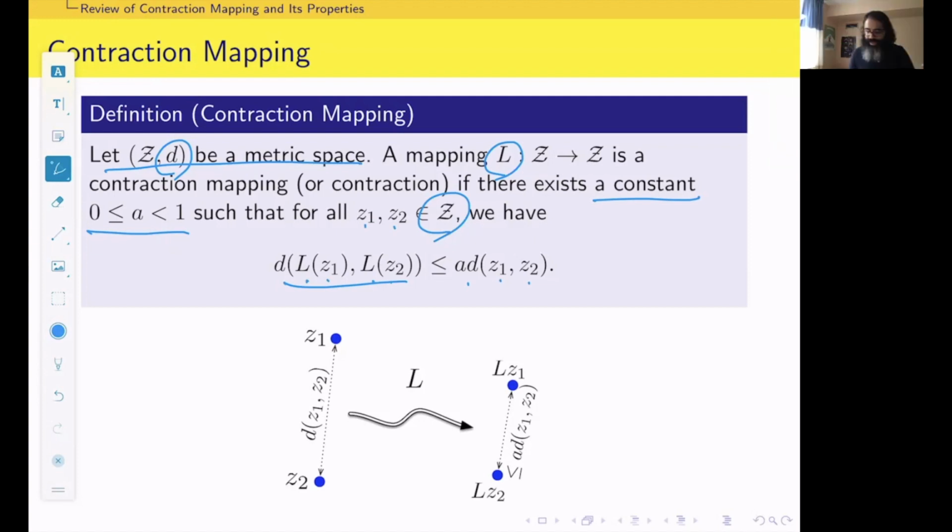So basically what I described here is that if you have two points, Z1 and Z2, with a distance of D of Z1 and Z2, and I apply L to them, I get L of Z1 and L of Z2. Their distance would be smaller than A times D of Z1 and Z2, and A is smaller than 1, so the distance becomes smaller. They become closer. That's called a contraction mapping.